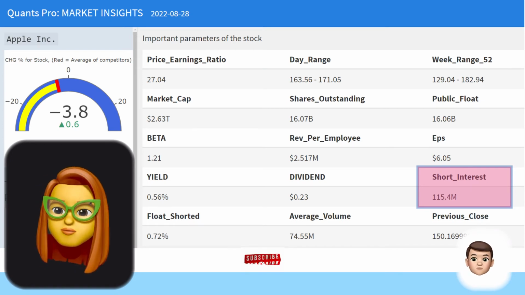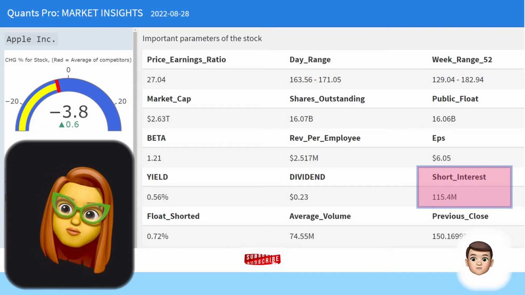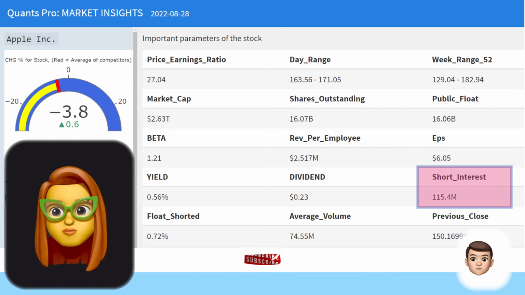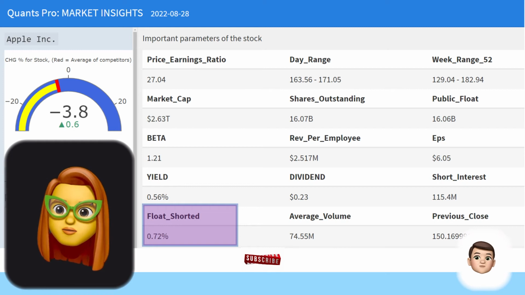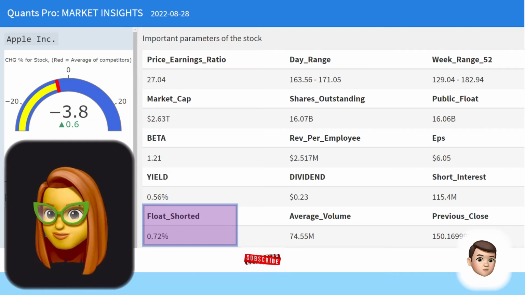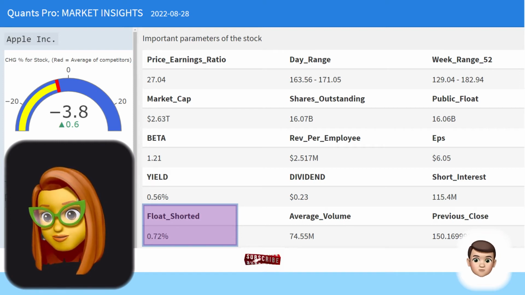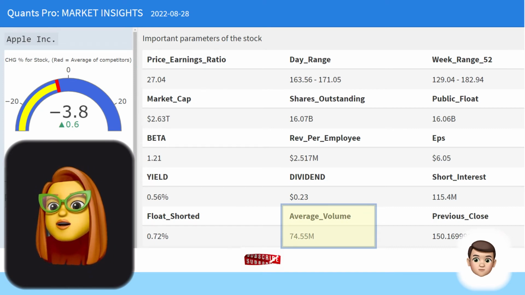Short interest is most useful when looking at historical changes in a company's own ratio, or when comparing it against that of other companies in the same industry as part of a fundamental analysis. Float shorted is the percentage of a company's stock that has been shorted by institutional traders, compared to the number of shares of a company's stock that are available to the public. Average trading volume and previous closing price are as in the table.